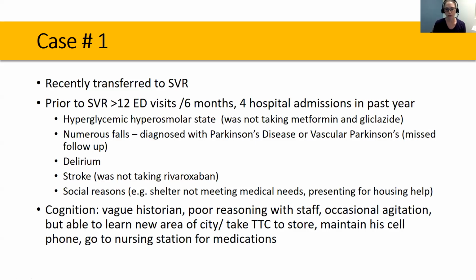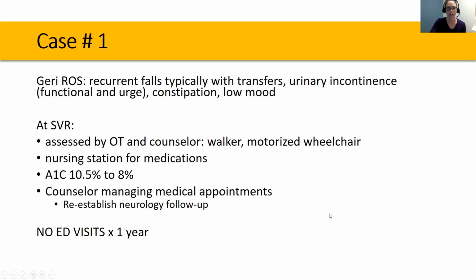But he is able to learn the new area of the city that he's in and take a bus on a fixed route to one of the stores nearby, has a cell phone, and he'll go to the nursing station for his medications. On his review of systems, he has recurrent falls, typically occurring with transferring, urinary incontinence, which seems a combination of functional and urge, constipation, and low mood.